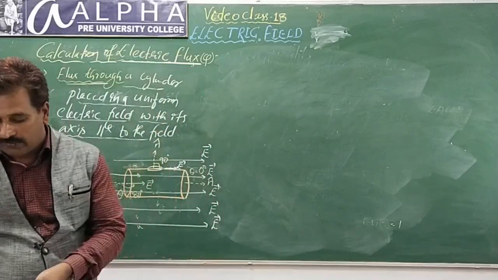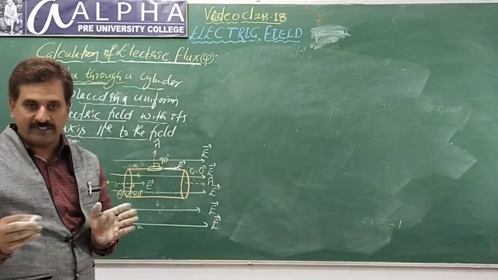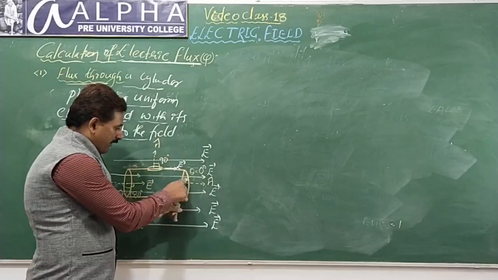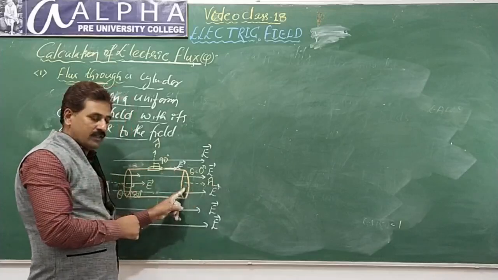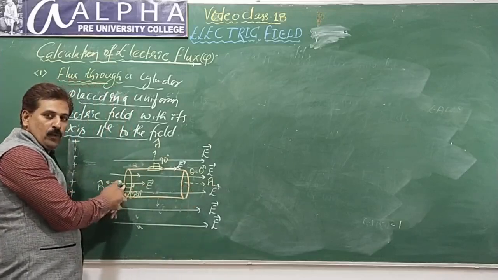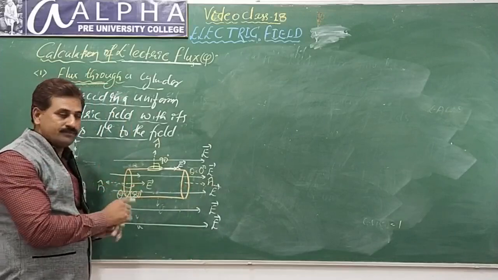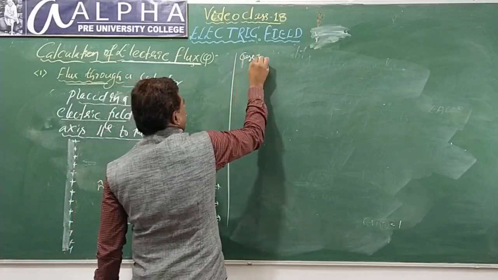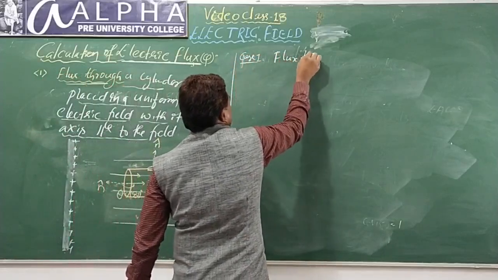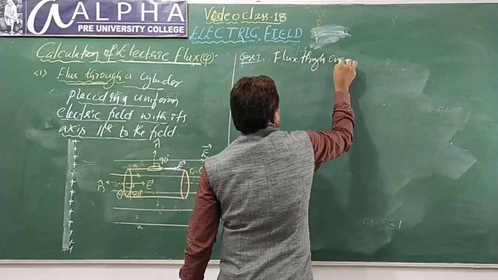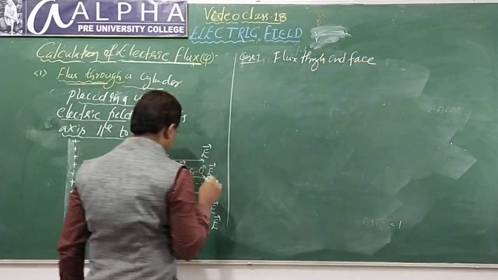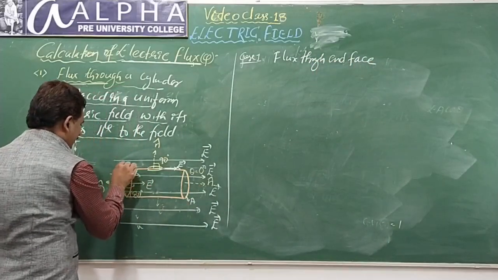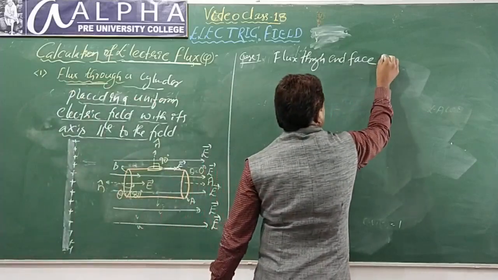Now we have to evaluate the flux. Let us divide the flux into three parts. Flux phi 1 through the end face parallel to the field, this end face opposite to the field, and the curved part. Now let us find flux, case 1, flux through end face. Let us name this end face A, this is end face B.